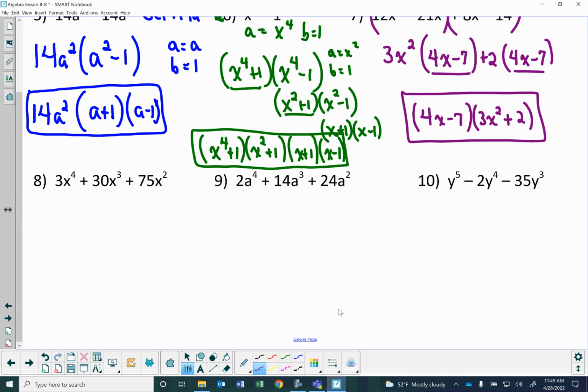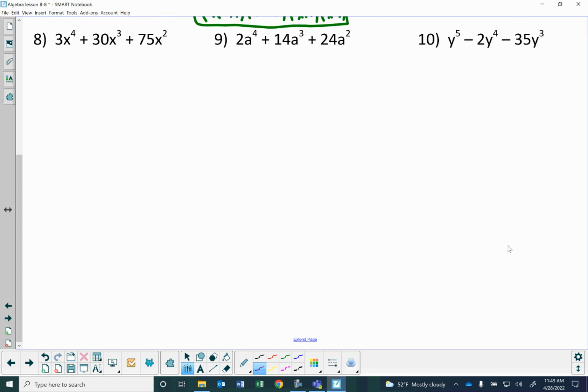All right, problem number 8. 3x to the 4th plus 30x to the 3rd plus 75x squared. I'm looking at that going, ooh, I know there's a greatest common factor of each, of at least an x or two. But are there any numbers? Well, 3, 30, and 75 are all divisible by 3. So I can take out a 3x squared. So my GCF here is going to be 3x squared. When I take that out, I'm left with x squared, 30 divided by 3 is 10, plus 10x plus 75 divided by 3 is 25.